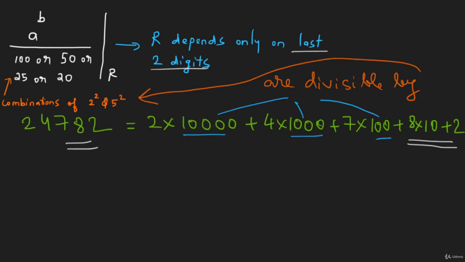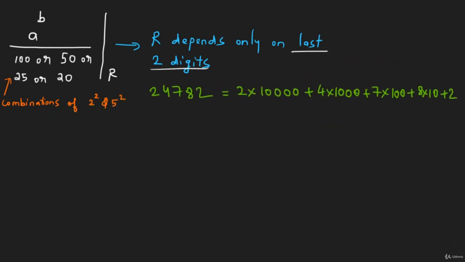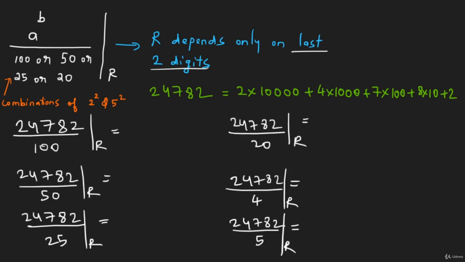Alright, let's keep that aside. Say you have a question 24782 divided by 100, and the same number divided by 50, the same number divided by 25 or 20, 4 and 5. Alright, now this expression over here is the same as 82 divided by 100 and taking the remainder, because only the last two digits will matter, and this comes to 82 because it goes 0 times. So 82 can be written as 0 into 100 plus 82.